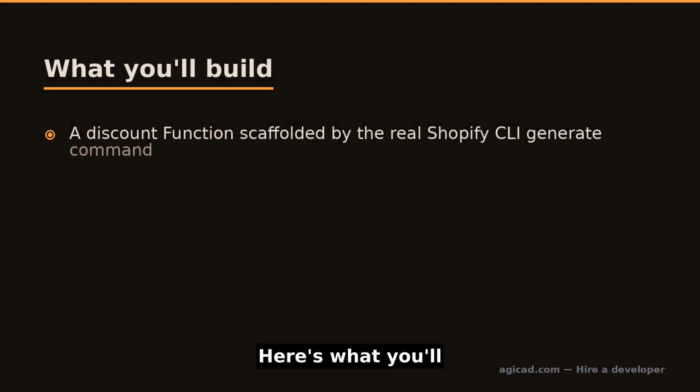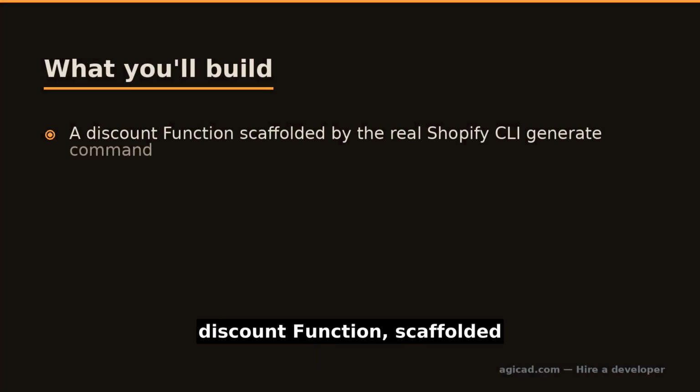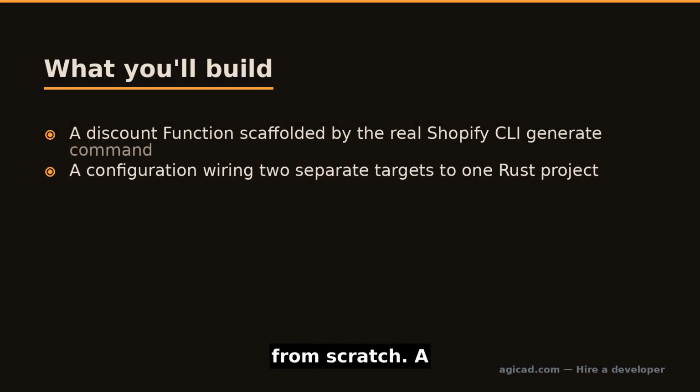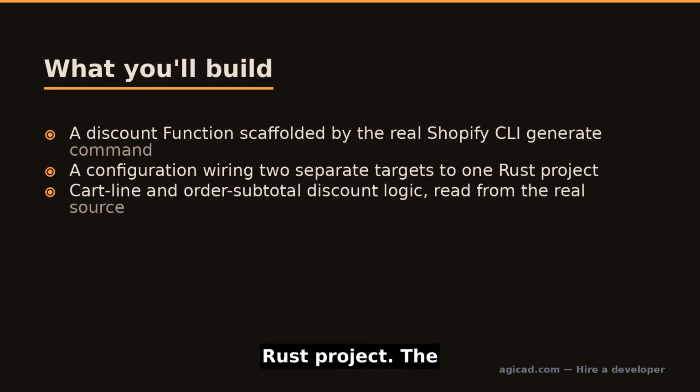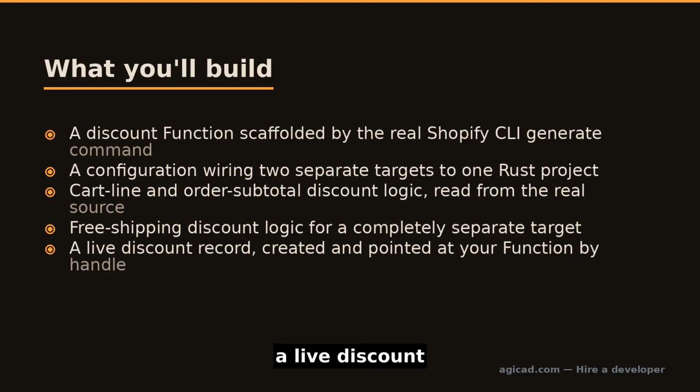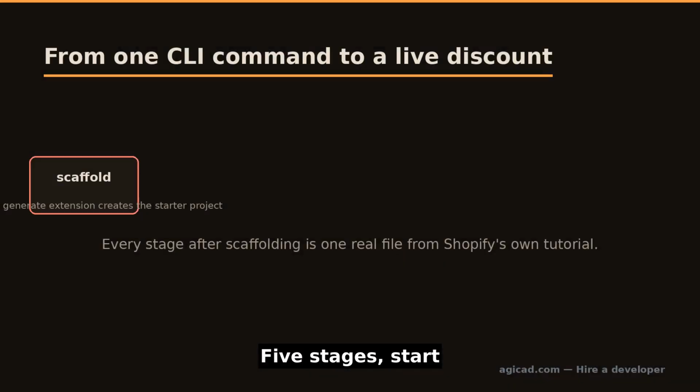Here's what you'll see built, end to end. A discount function, scaffolded by the real Shopify CLI generate command, not typed from scratch. A single configuration file wiring two separate targets into one Rust project. The real cart line and order subtotal discount logic, read straight from Shopify's tutorial source. Separate, real free shipping logic, because shipping discounts are a genuinely different target with their own input and their own output type. And finally, a live discount record in a real store, created with a GraphQL mutation and pointed at your function using its stable handle. 5 stages, start to finish.